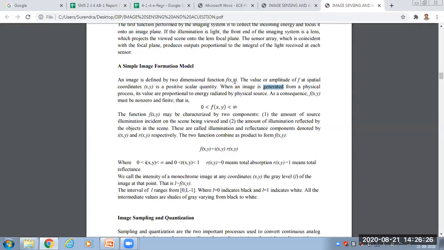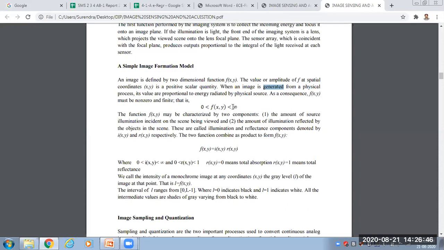X may be 0 to infinity, y may be 0 to infinity. However, in the physical sense, when a physical source is incident on a particular image, we can divide it into a number of pixels f of x comma y, and it must be remembered that f of x comma y is a non-zero finite value.